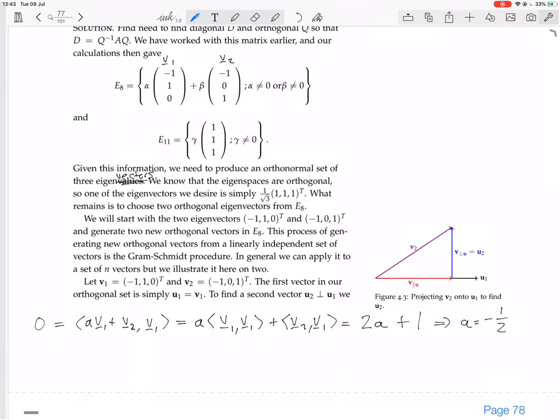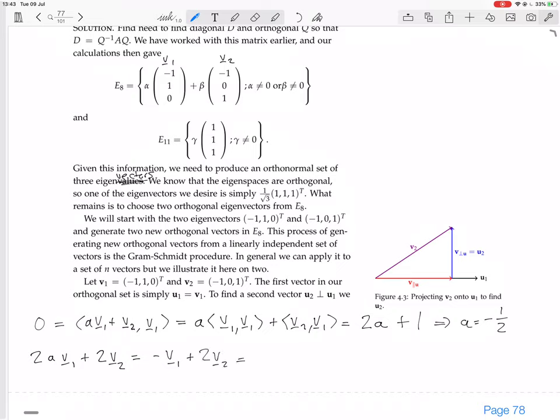That's going to give us fractions, and I don't particularly want fractions. So let's multiply the whole vector by 2, because remember, it can be scaled by anything. So let's rather choose this vector. We have minus a half for the A, so this becomes like that.